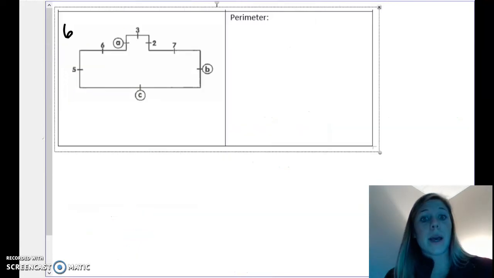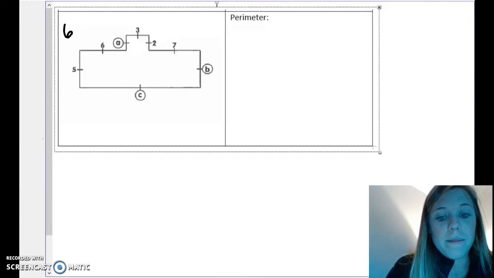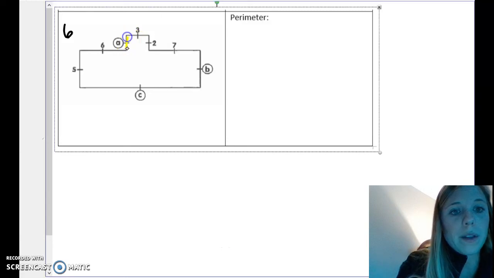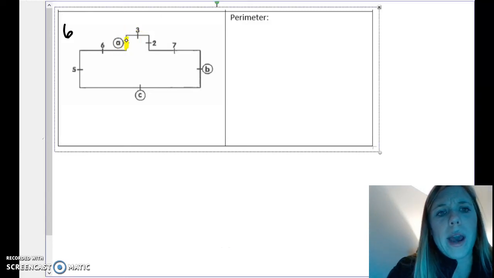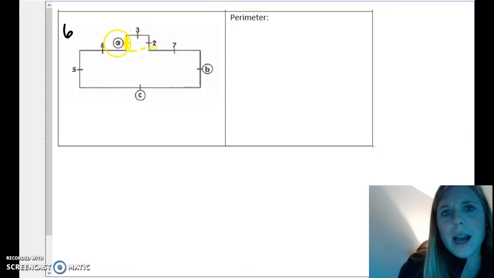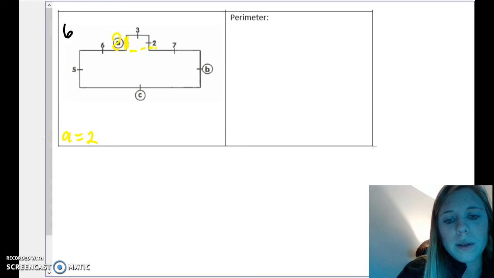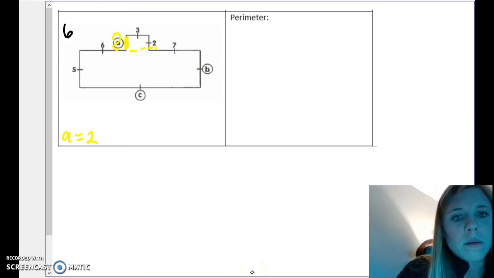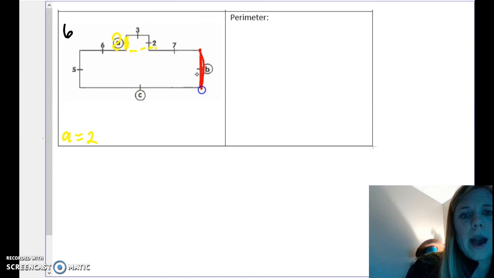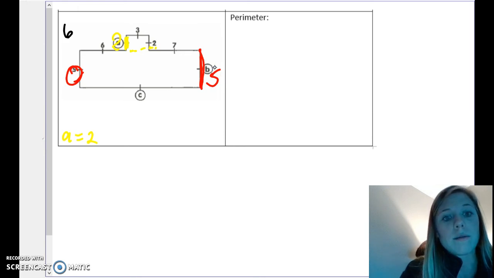Okay, and the last example here, we have an A, B, and a C. Let's try to figure out this A here. If I just look at this rectangle, this side should be the exact same as that side. So I know A is going to be 2. A is going to be 2. Well, this B falls along that same pattern. If this side is 5, shouldn't that side be 5? That was easy.